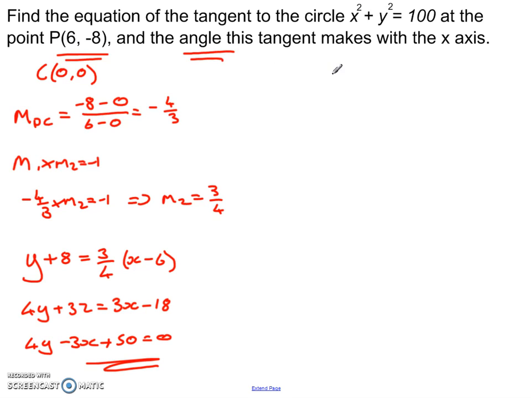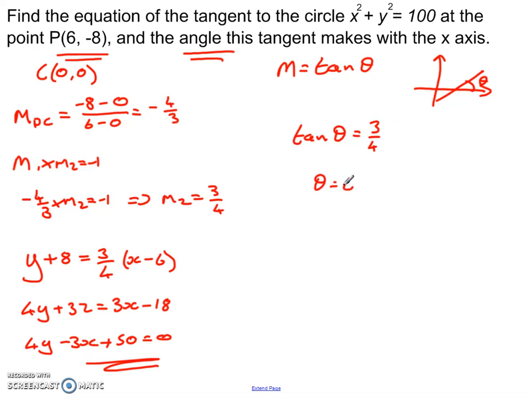Well, remember, the angle it makes can be calculated from the fact that gradient m equals tan theta, where theta, if you remember right, if we've got a straight line, is this angle here. So theta is given by that angle there. Now in this case I've got the gradient equals 3/4, so I then know that tan theta is equal to 3/4. From that I can then simply say that theta equals tan minus 1 of 3/4.